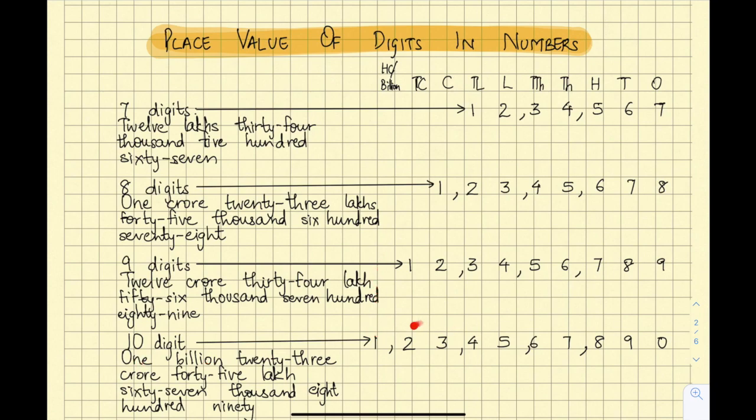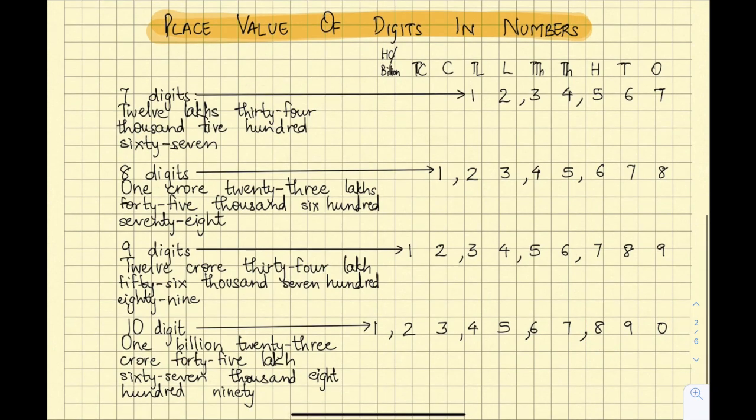In place of crores we have 23, so we write it as 23 crore. In place of lakhs we have 4 and 5, so 45 lakhs. In place of thousands we have 6 and 7, so 67,000 and ultimately 890. This just requires simple logic.